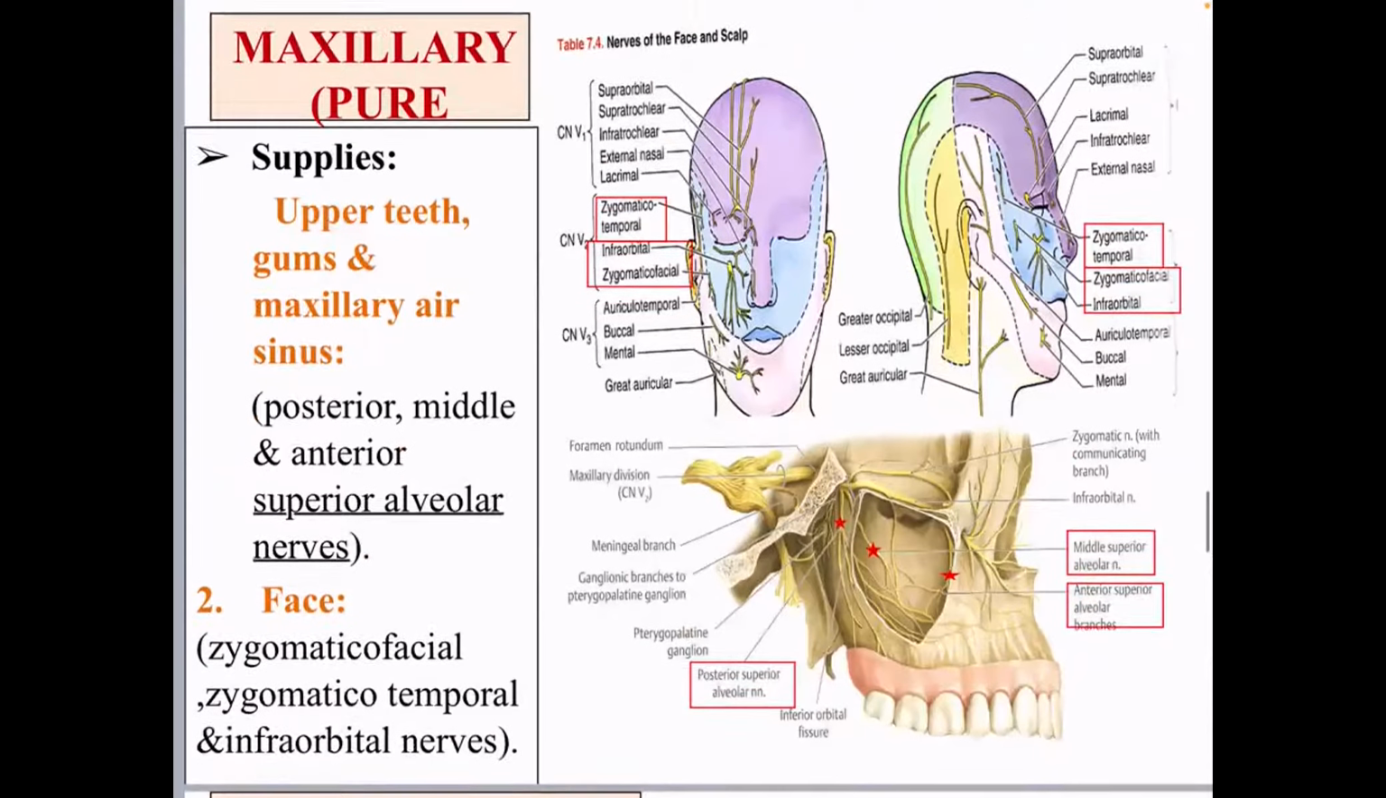The maxillary supplies the upper teeth, gums, maxillary sinus, through the posterior, middle, and anterior superior alveolar nerves. Face: zygomaticofacial, zygomaticotemporal, and infraorbital nerves.